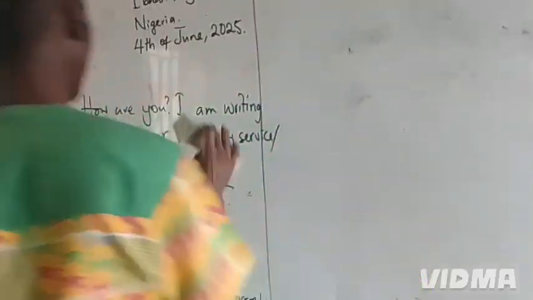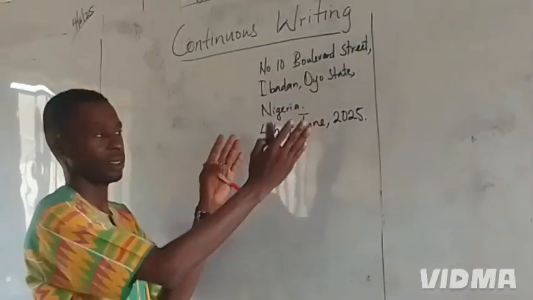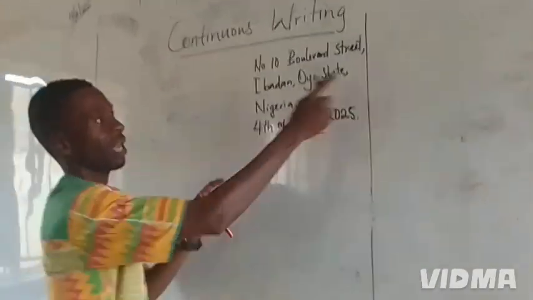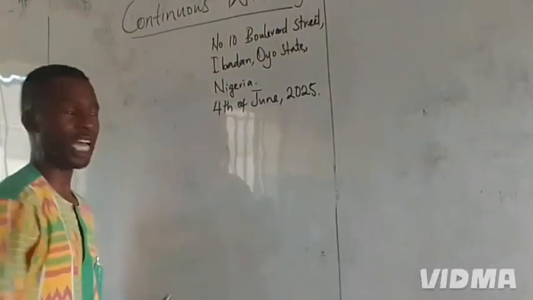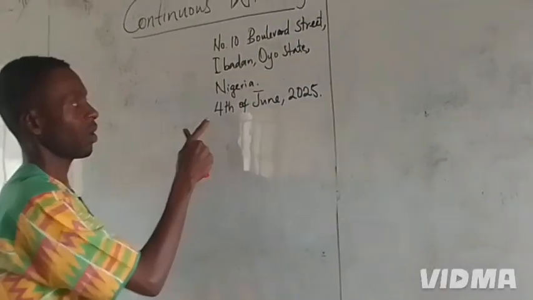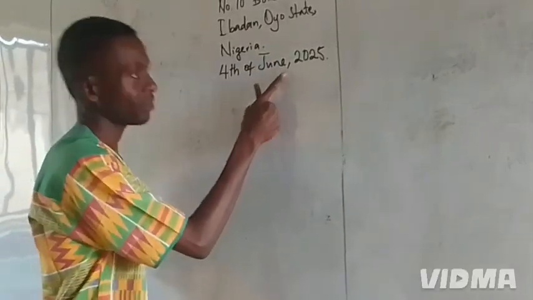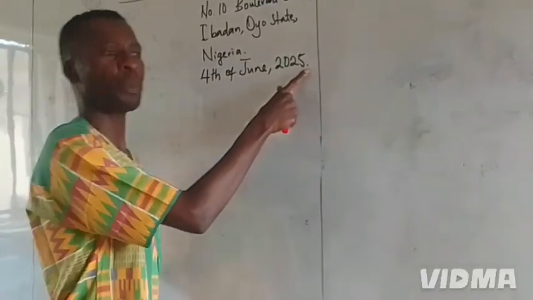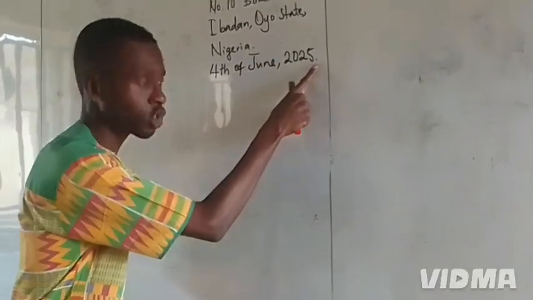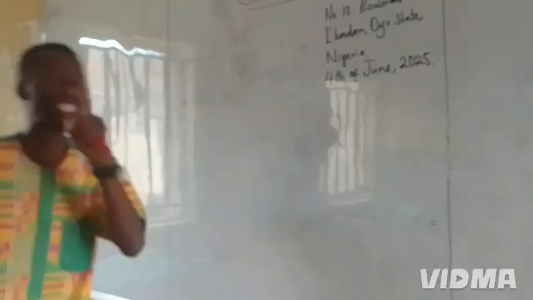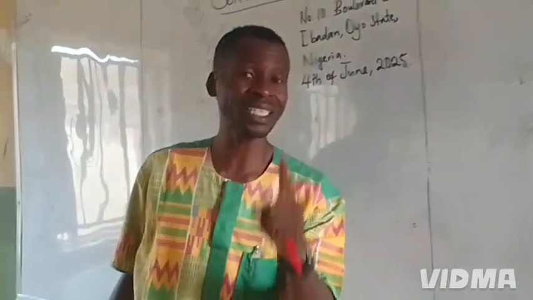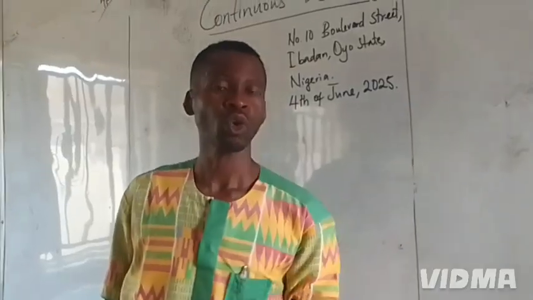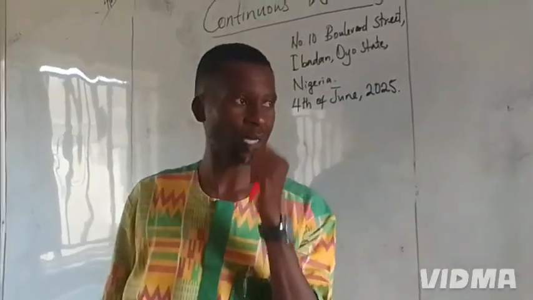Now let's look at a formal letter. Address the same way. Straight. Make sure you don't mistake your comma. At the end of each address, it must have a full stop. 4th of June, comma, 2025, period or full stop. Then your recipient address. Recipient simply means who you are sending the letter to. Who are you addressing the letter?